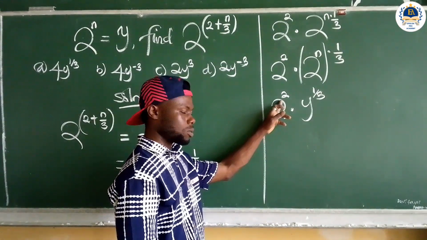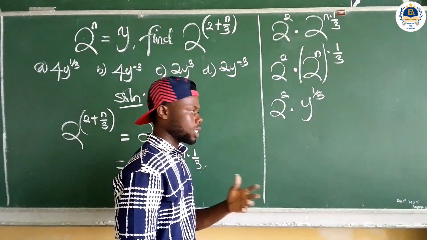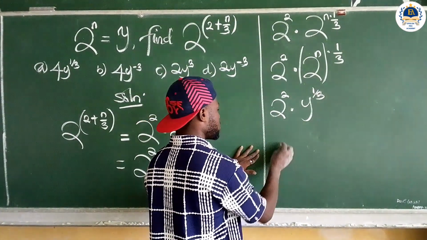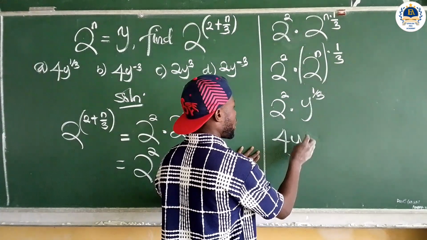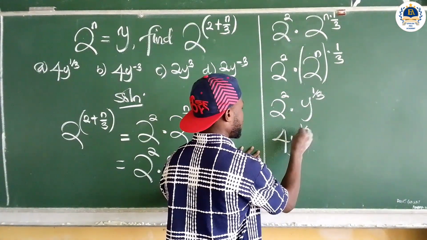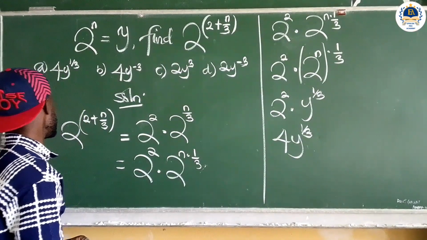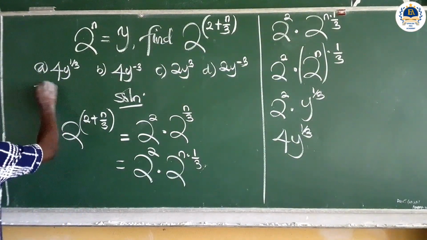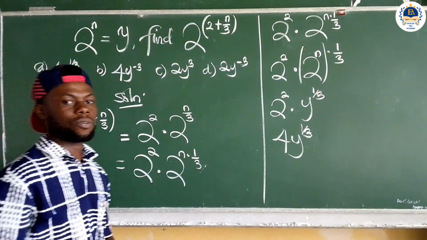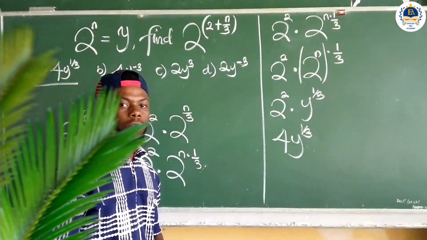And 2 raised to the power of 2 means 2 times 2, which is 4. So the final result is 4y raised to the power of 1 over 3, which is the correct option. And the correct option is option A, 4y raised to the power of 1 over 3.